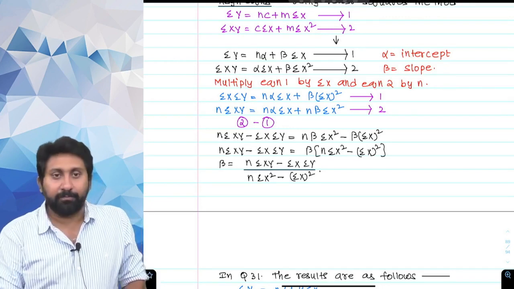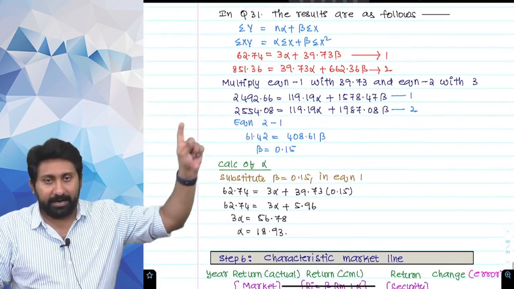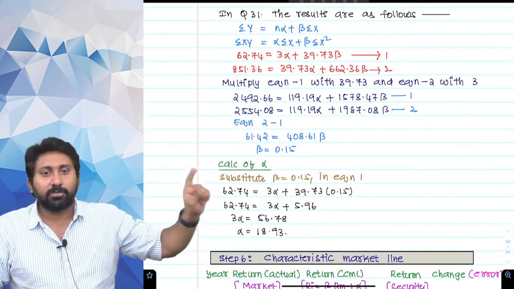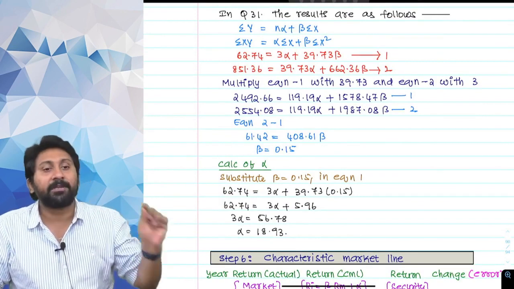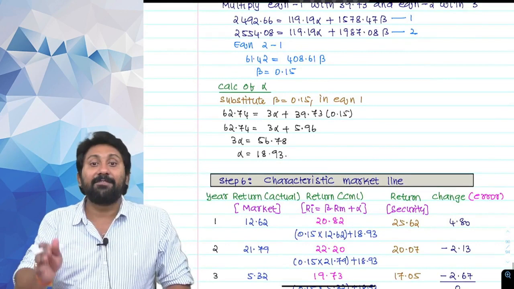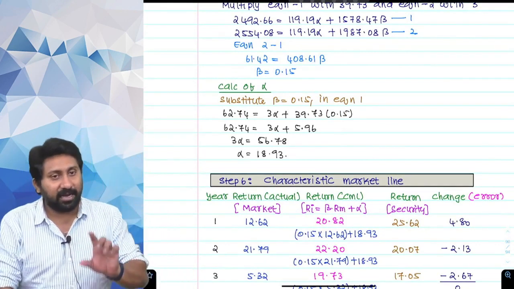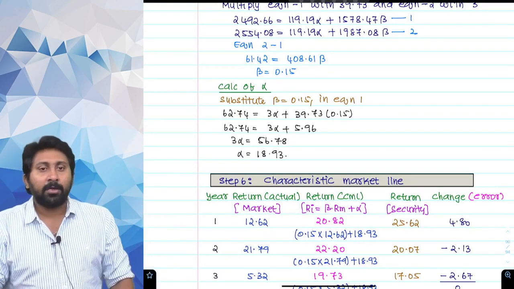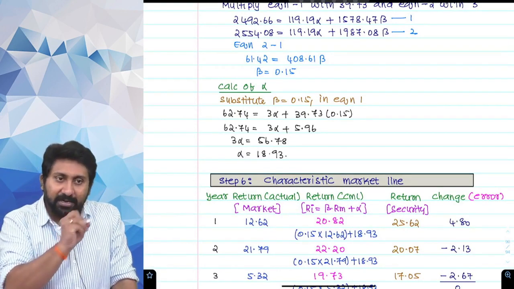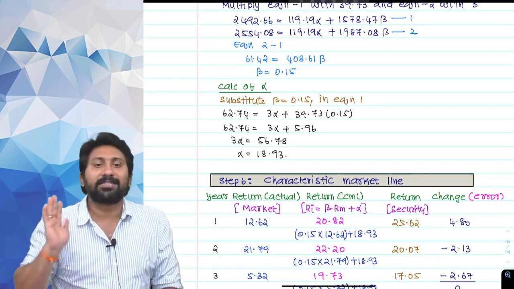So next issue. After the 2 minus 1 equation, if you do directly, you will get the beta 0.15. So you substitute that, you will get the alpha. What do you mean by alpha? Alpha means the return which a security gave, even if the market has come to zero. That's a constant return. That means even if the market gives zero return, my security will give some return. Okay, that's called as alpha.